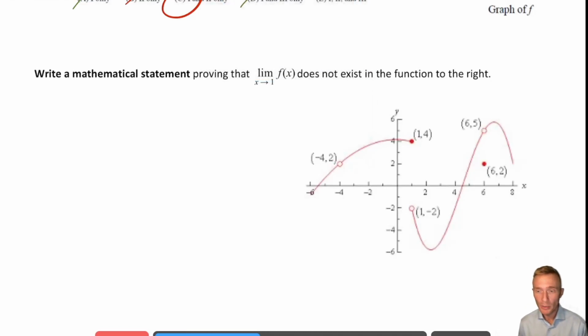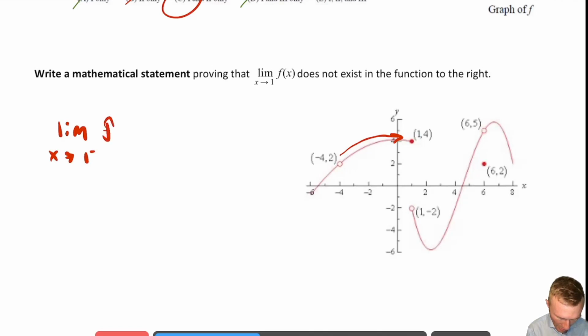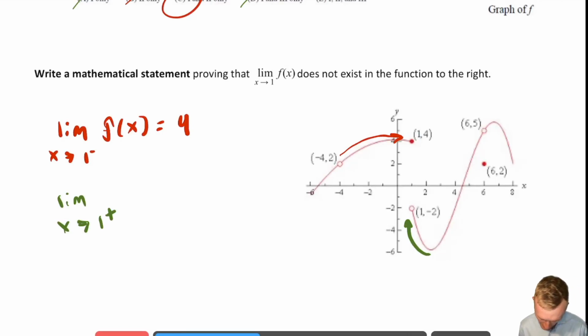All right, so here we go. What I've got here, from the left, I would write this as the limit as x approaches 1 from the left of f of x. It looks like that equals 4. From the right, the limit as x approaches 1 from the right of f of x looks like we're approaching -2. Got to have that f of x equals -2.